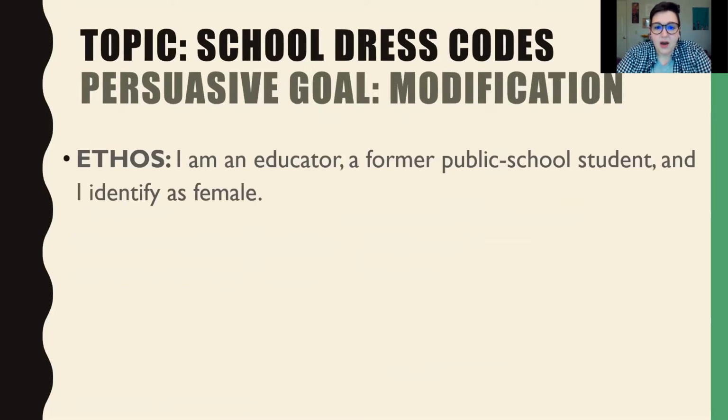So continuing on with my same persuasive goal of modification within this topic of school dress codes, how am I appealing to ethos, pathos, and logos? So initially, ethos, thinking about credibility and character. And that it's not just the sources that I cite, it's also who I am when I speak. So I am an educator, a former public school student, and I identify as female. So there are ways in which my audience can perceive me to be trustworthy and credible on this topic.